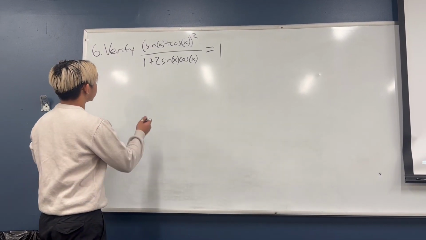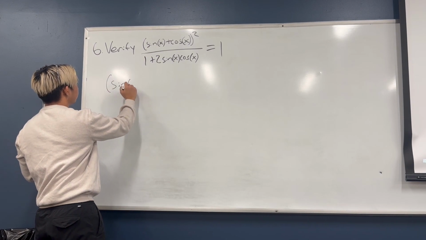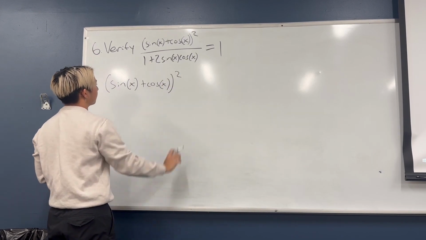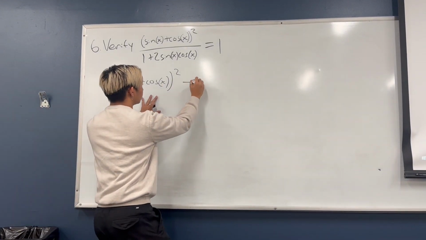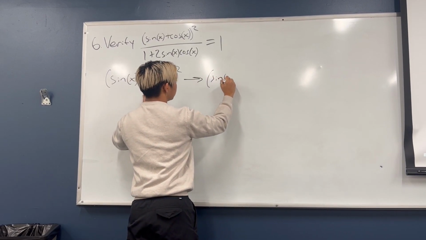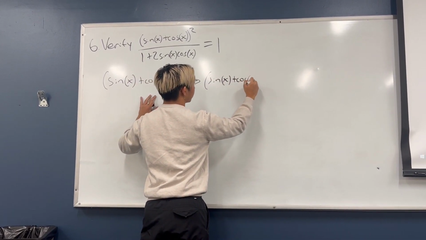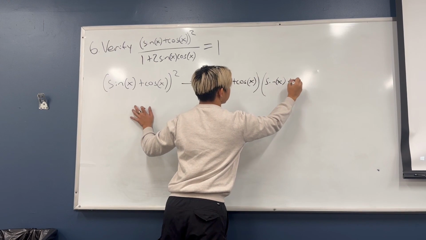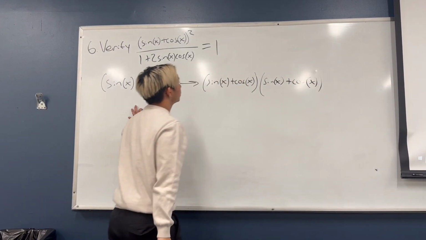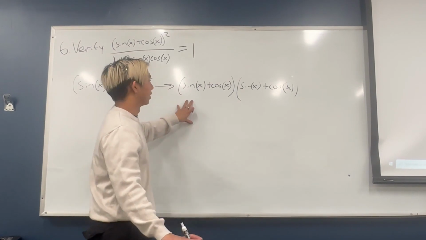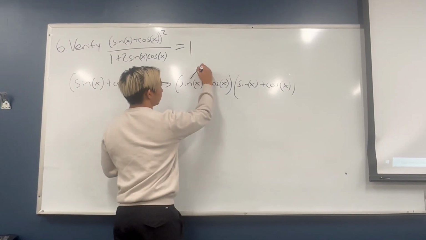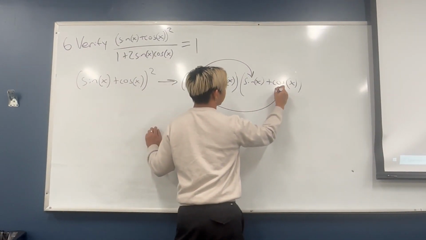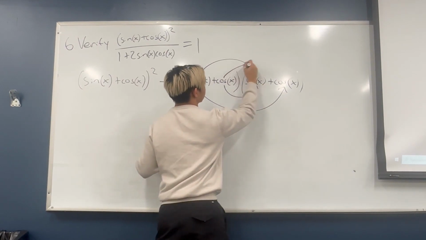So I'm going to write this out: sine of x plus cosine of x, the whole thing squared. I can rewrite this as sine x plus cosine x times sine x plus cosine of x. Cool. So here, this looks like a FOIL problem. Basically, I'm going to draw the arrows here for the FOIL. So first, and then outer, like that, and then like that.